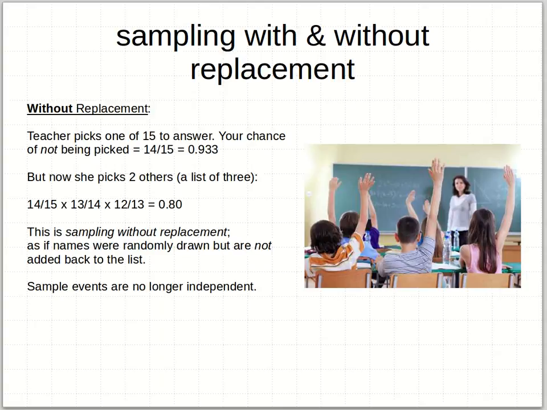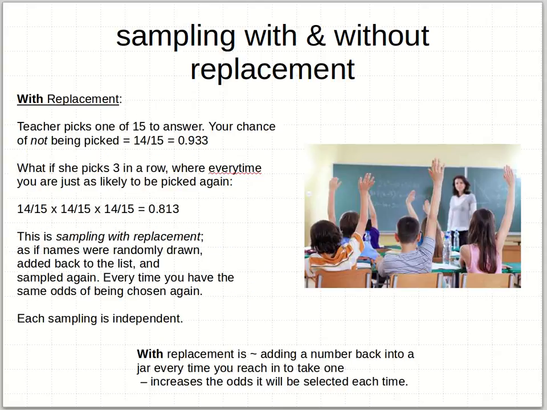That's sampling without replacement. Those 3 kids are removed from the pool each time she's trying to pick another kid, okay? As if those names were randomly drawn and then not put back into the list of the kids still sitting in the chairs. Those sample events are not independent, right? Because each time you're changing the odds. It's no longer a sampling event that is independent of the next sampling event or the previous one.